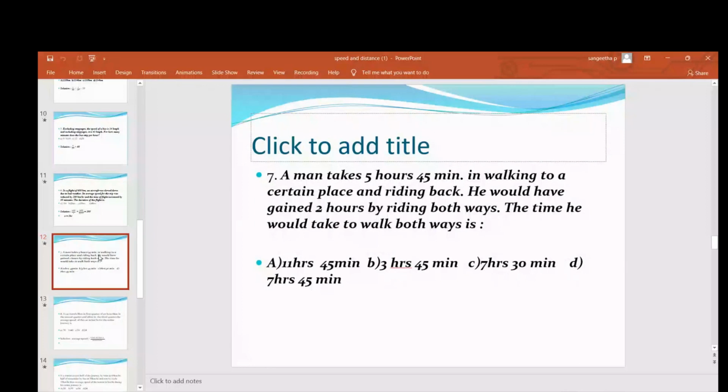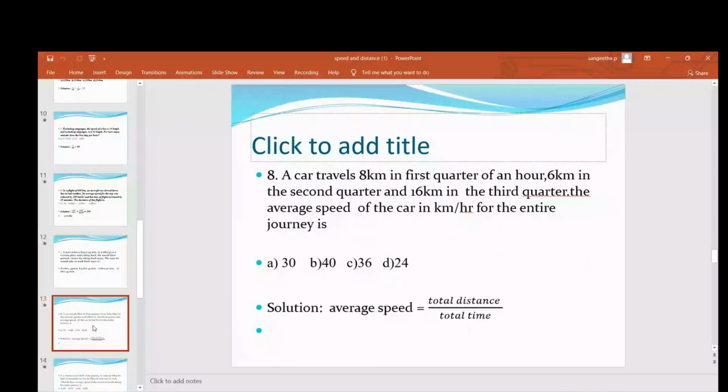Problem number 8. A car travels 8 km in the first quarter of an hour, 6 km in the second quarter, and then 16 km in the third quarter. The average speed of the car in kilometers per hour for the entire journey we have to calculate.